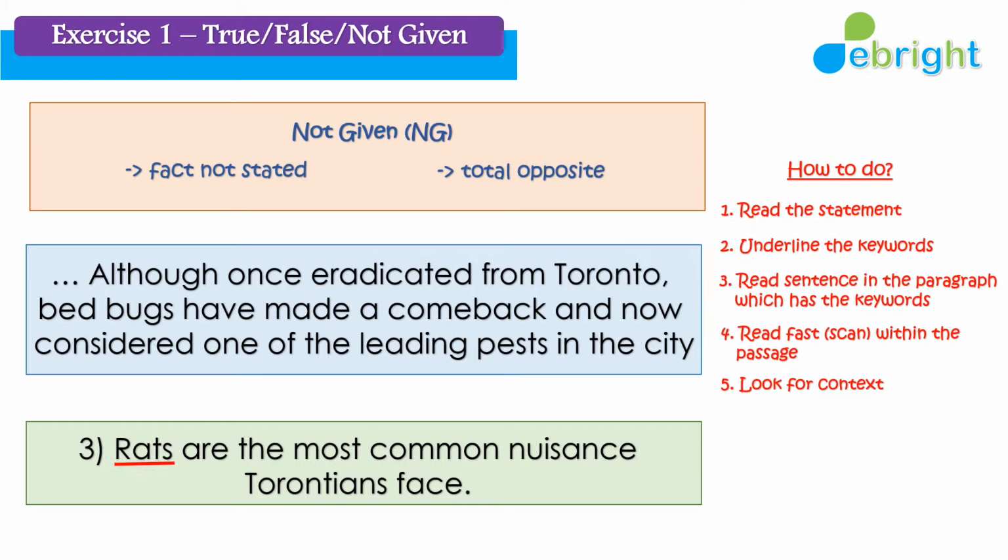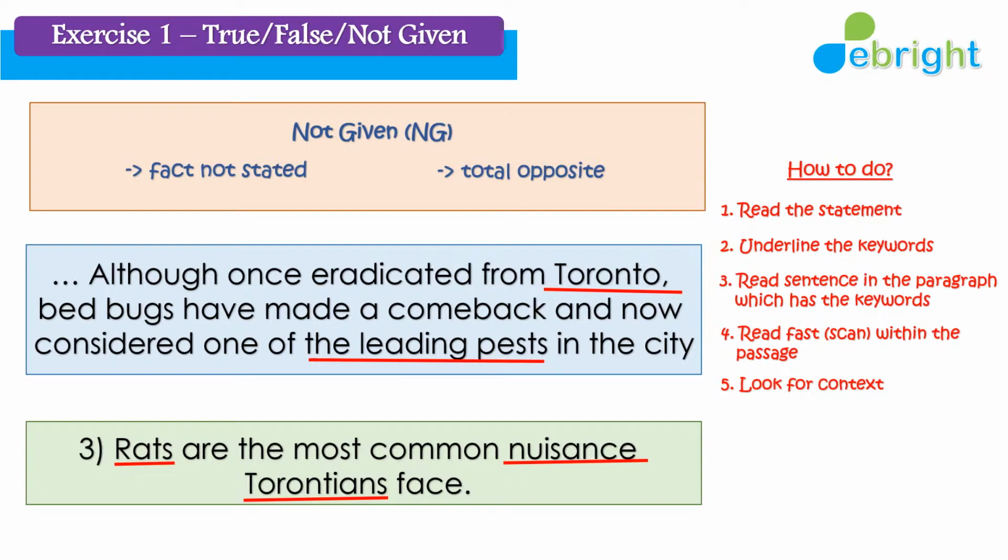Let's find the keyword. The first keyword is rats over there, and then nuisance and Torontonians. Rats are the most common nuisance Torontonians face. You've got the word Toronto over there, and you've got to read fast and find the keywords of Toronto. You've got Toronto in the passage over there. You've got the leading passage also.